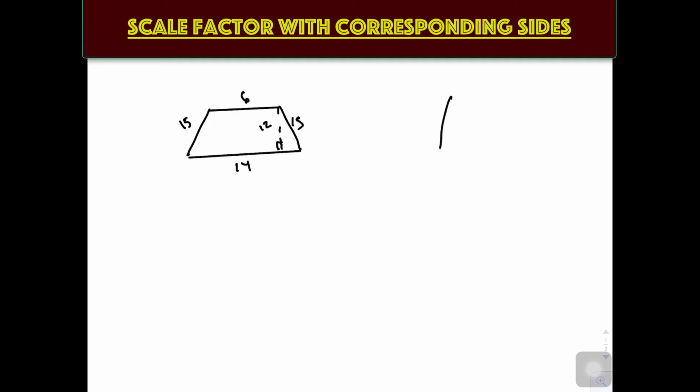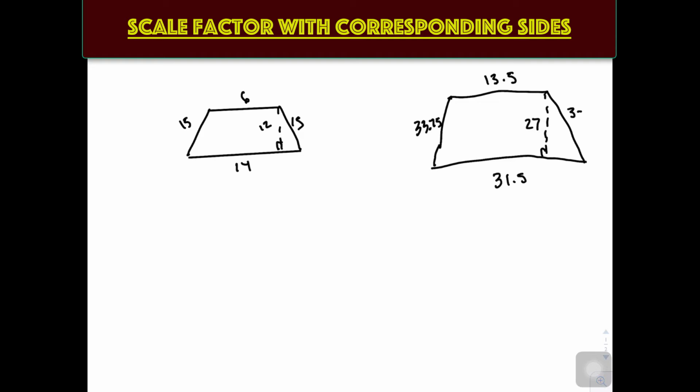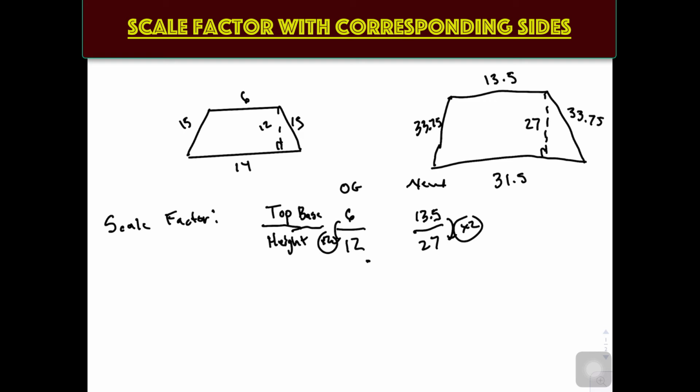And we got a new trapezoid. Again, not drawn to scale. So here's our new side lengths. Okay, now it's a little more difficult. And the question again might say, what is the scale factor? How I can determine the scale factor is I can go from left to right. So I can say 12 times question mark equals 27, or 6 times question mark equals 13.5.